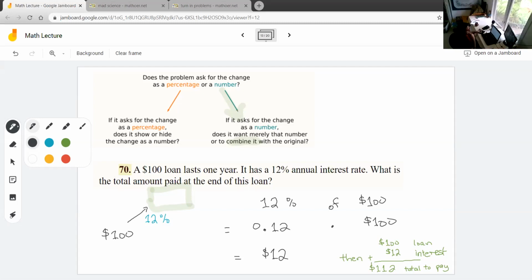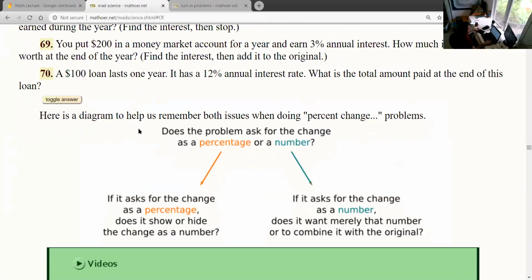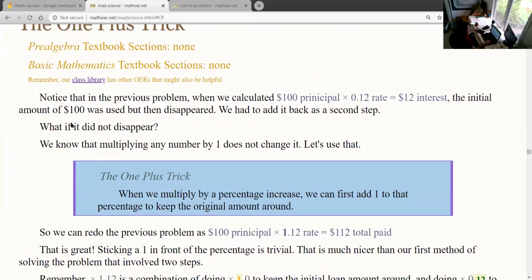Did either full screen or speaker view help? Yes, thank you. Okay. I can also just grab this and move it somewhere else, but I don't want to make extra slides. Okay. So let's try to not do two steps.